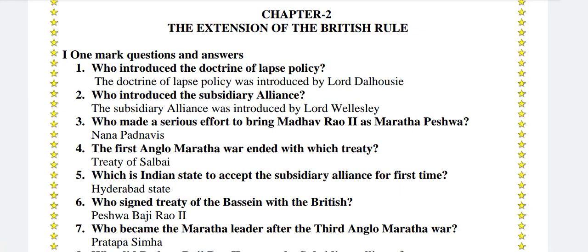The extension of British rule in India. Who introduced the doctrine of lapse policy? The doctrine of lapse policy was introduced by Lord Dalhousie. Who introduced the subsidiary alliance? The subsidiary alliance was introduced by Lord Wellesley.